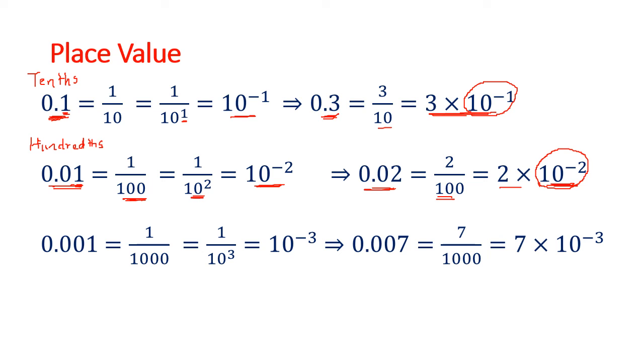In the same way, for the third digit after the decimal, since there are 3 digits, we write 3 zeros below, that is 1 upon 1000. 1000 is 10 raised to the power 3, because 1000 is 10 into 10 into 10. So this becomes 10 raised to minus 3. So 0.007 is written as 7 upon 1000, or 7 into 10 raised to minus 3. 10 raised to minus 3 means the third digit after the decimal point. So before the decimal point all the powers are positive. After the decimal point all the powers are negative.